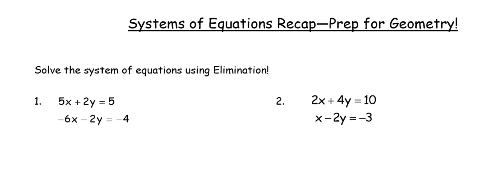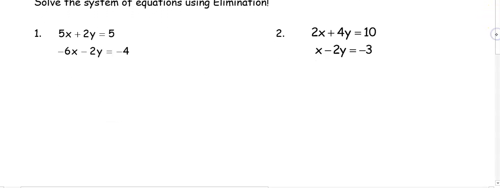Systems of equations recap, which is a skill you'll use in geometry next year. So when we do systems of equations, there were a lot of different ways to solve. There was substitution, there was graphing, there was by table, but the one that we are going to focus on is elimination. So in elimination, you want your equations where your x's are lined up, your y's are lined up, and your numbers are on the other side of the equal sign.